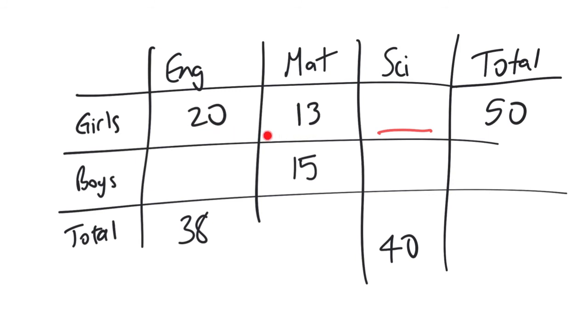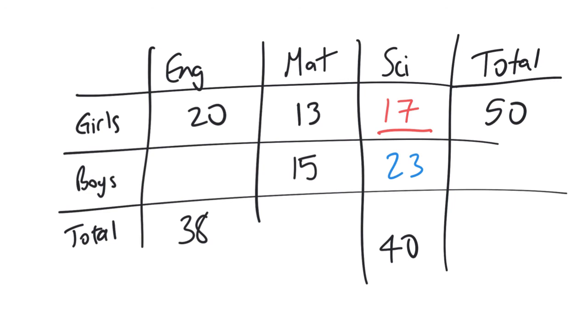So out of the English and Maths, we've got 33. So that means that there's got to be 17 who study Science. If we look at the Science numbers, what we know is that there's a total of 40 pupils who study Science, and we've just worked out that there's 17 girls who study it, which means that there must be 23 boys who study Science.